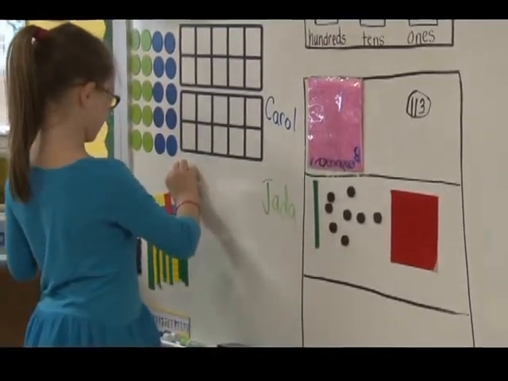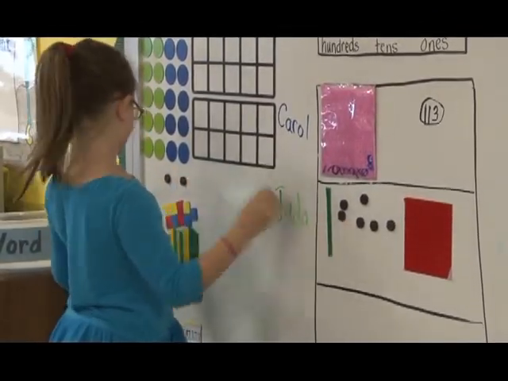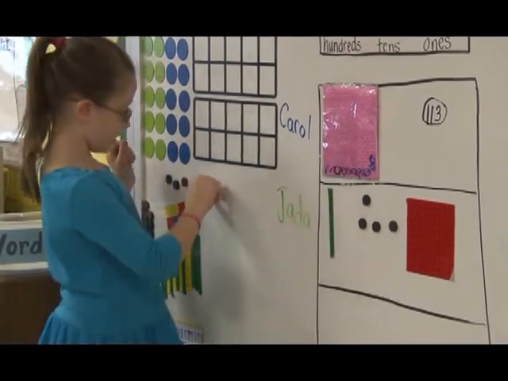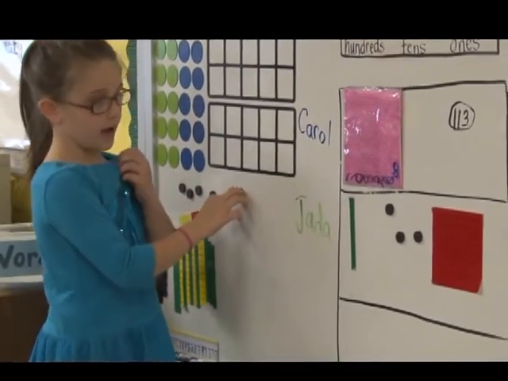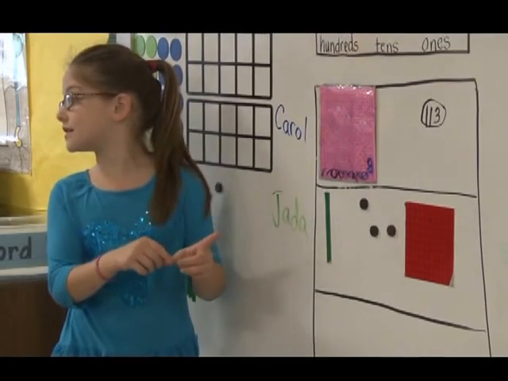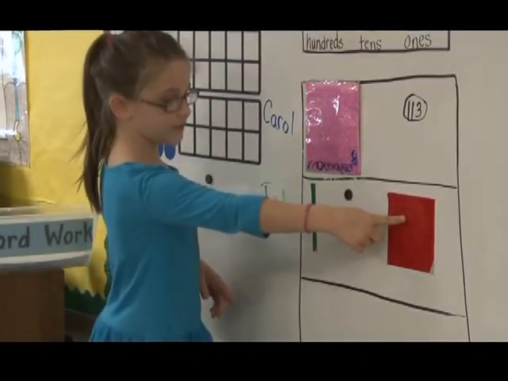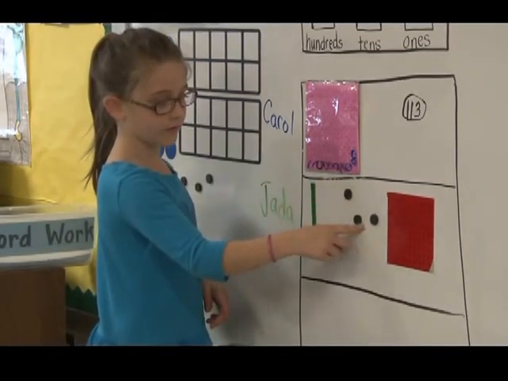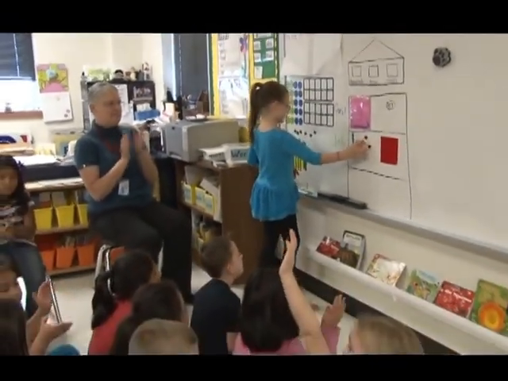Okay, nice and loud. And then Evan takes 6. 6 tens or 6 ones? 6 ones. 1, 2, 3, 4, 5, 6. Then what did you do? I counted them. What did you count first? 100. Why? Because it's the biggest number. Excellent. Do it then. 100, 110, 111, 112, 113. Give her a hand. Awesome.